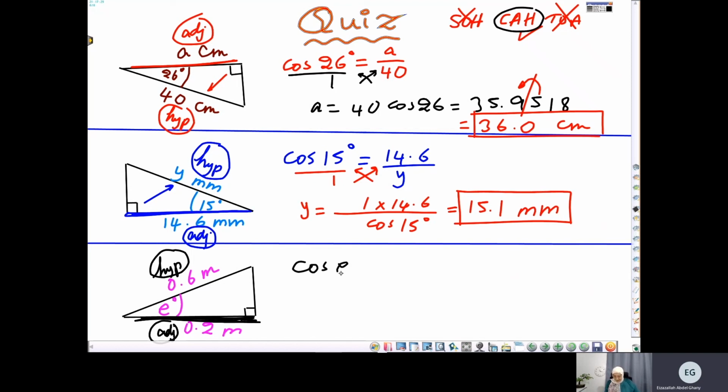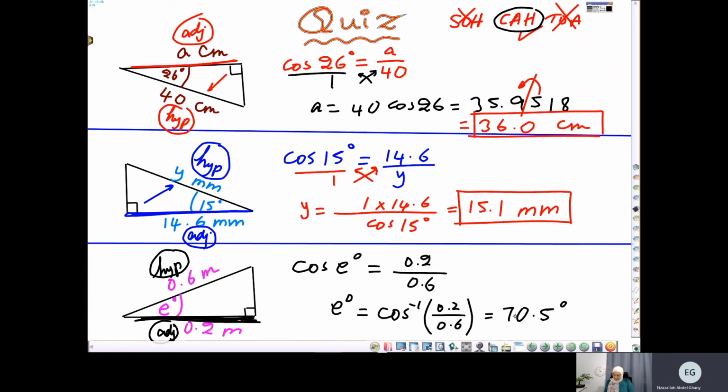So now cosine, the angle, which is E, is adjacent 0.2 over 0.6. It is just a ratio, as I told you. In order to get rid of the word cosine, you just click shift cosine and we write it as cosine inverse 0.2 over 0.6. Take care. If you flip, you know. Shift cosine. The angle is 70.5 degrees. And that's all for today.